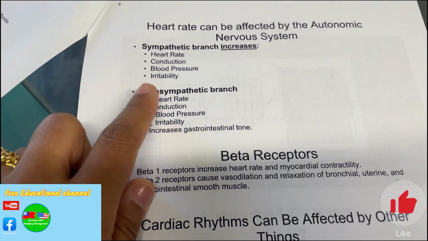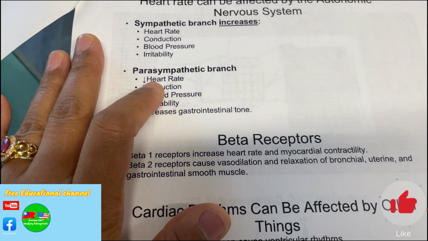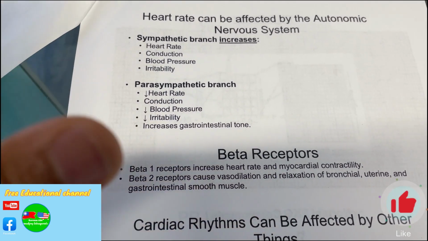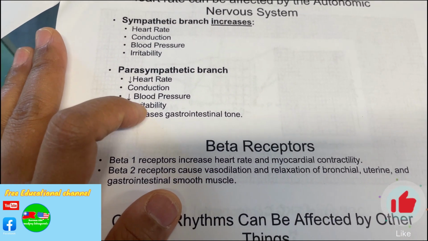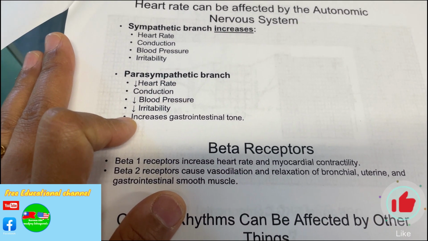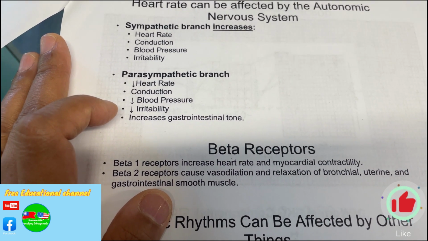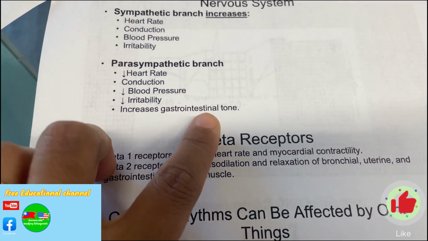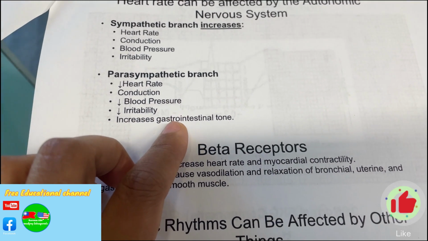So when the parasympathetic nervous system is activated, that means relaxed, and your heart rate is going to go slower, and the conduction, of course, is going to flow through slower, and blood pressure is going to be lower, and irritability is going to be less, and then you're starting to be hungry. You're starting to have a better digestive system, increased gastrointestinal tone.